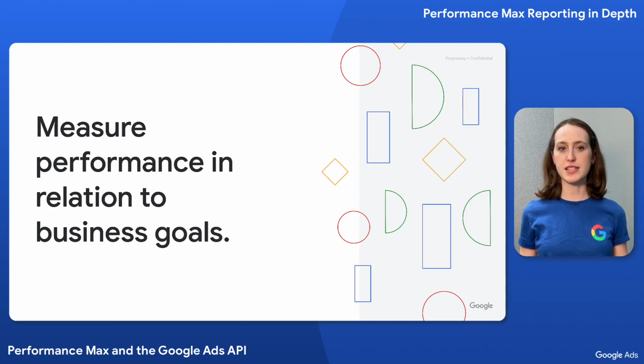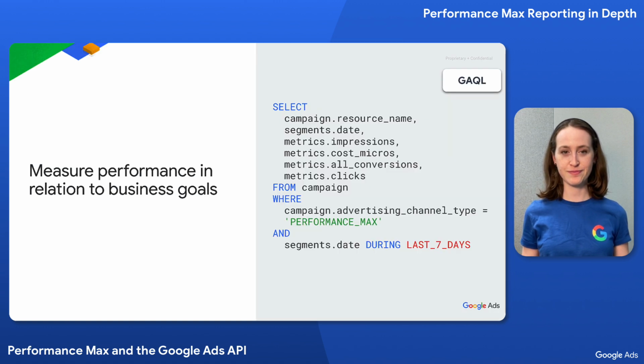This is where we'll start to see some examples of the PMax reporting paradigm shift in practice. You can use the campaign report similar to how you might use it for other campaign types. Plus, we have some new approaches for PMax specifically. A high-level campaign performance report might look like this, where we look at a selection of campaign metrics, segmented by date over the last 7 days.